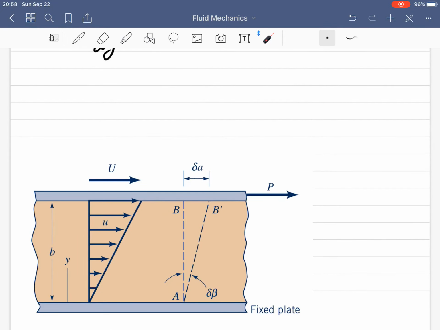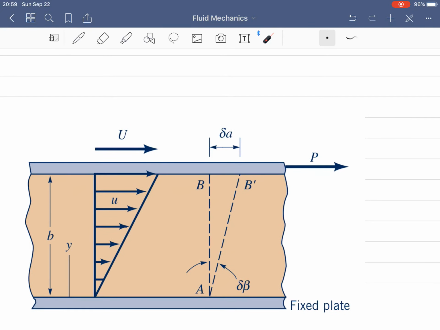For example, here the flow of a fluid between two parallel plates. Here this plate is a fixed plate where the velocity at the wall here is 0. And this plate on top, the force is acting on it, so it's moving with velocity u. So here the velocity is u. And the profile of velocity, as you can see in this example, is linear.